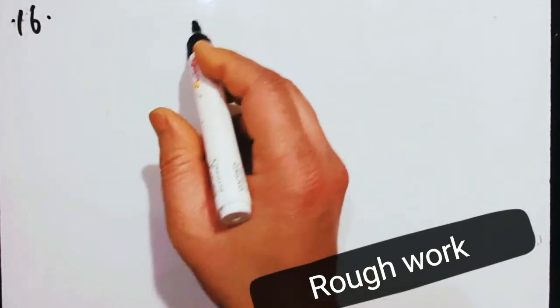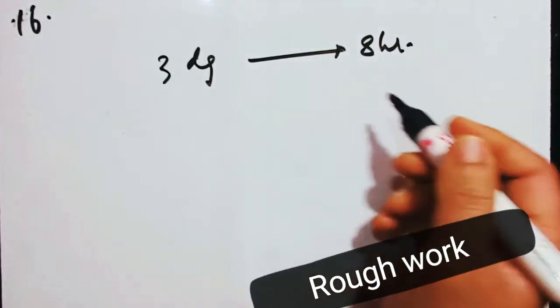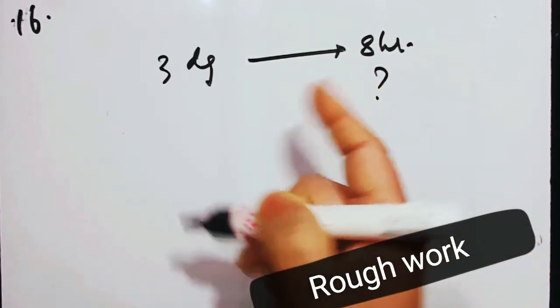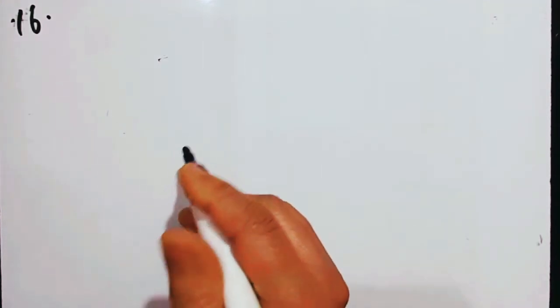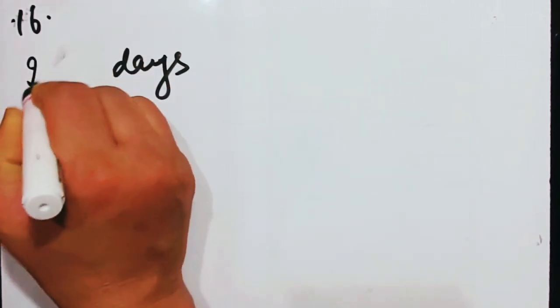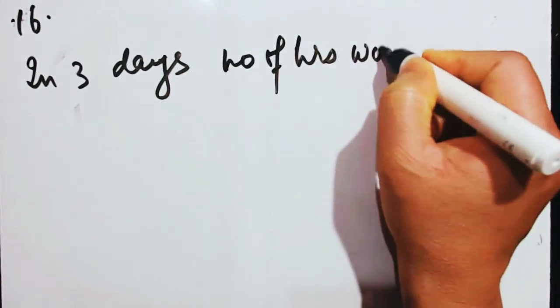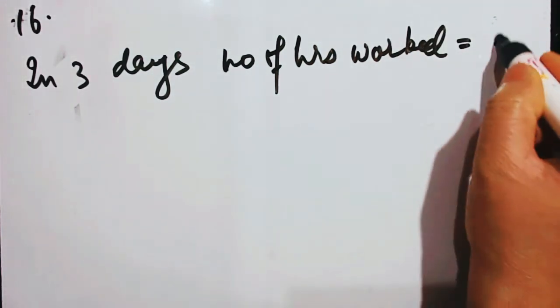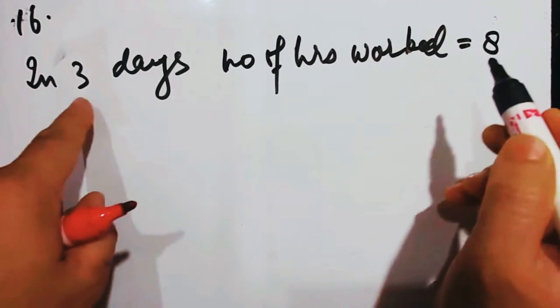So come on, let us move to the carpenter's work, who prepares a new chair in 3 days, working 8 hours a day. How many hours per day must he work to complete the same chair in 4 days? So I think this is in arranged form. And now we are going to start with the days and hours. In 3 days, number of hours worked is equal to 8. Means if he works 8 hours per day, he will complete the work in 3 days.